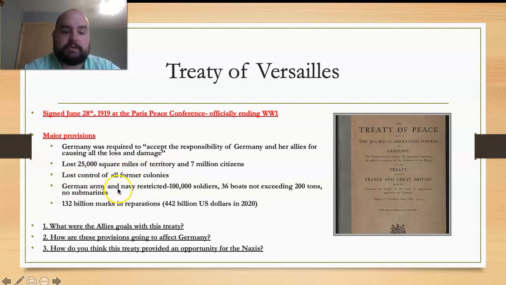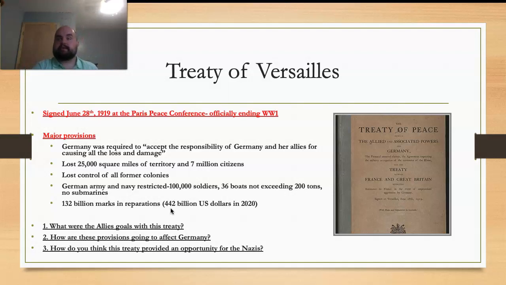Their army and navy were restricted, down to 100,000 soldiers, 36 boats, and no submarines. And these boats also couldn't get higher than 200 tons. And finally, they had to pay 132 billion marks in reparations to the Allied powers. In today's money, this would be about 442 billion US dollars.